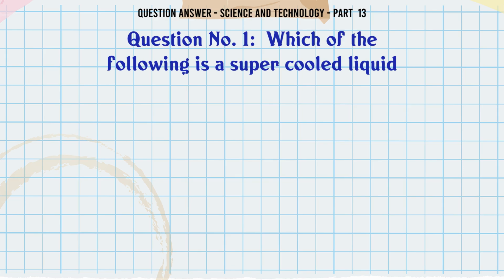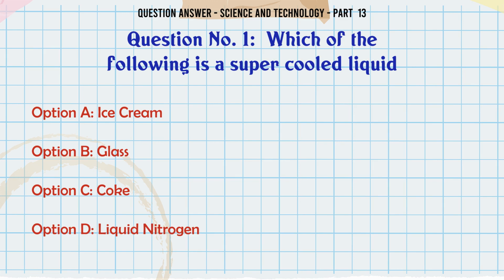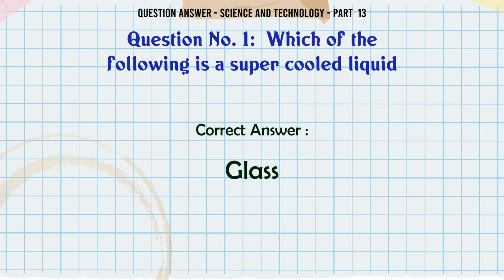Which of the following is a supercooled liquid? A. Ice cream. B. Glass. C. Coke. D. Liquid nitrogen. The correct answer is glass.